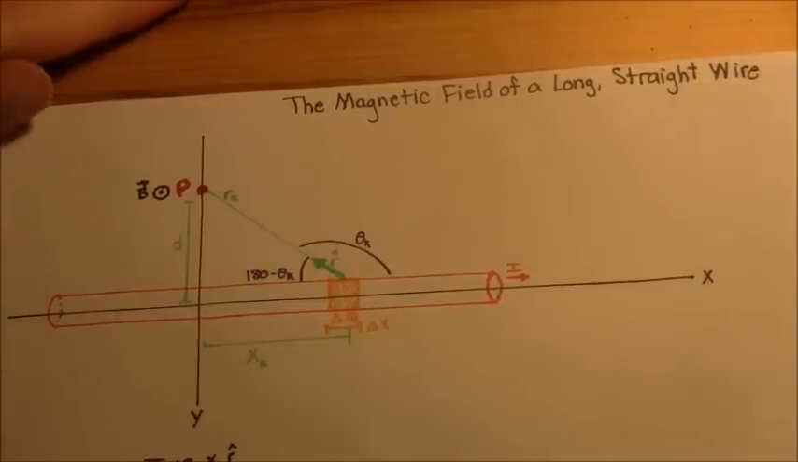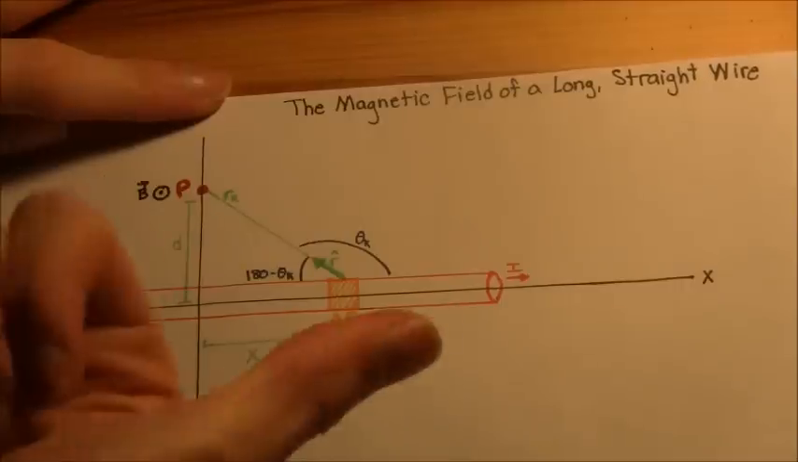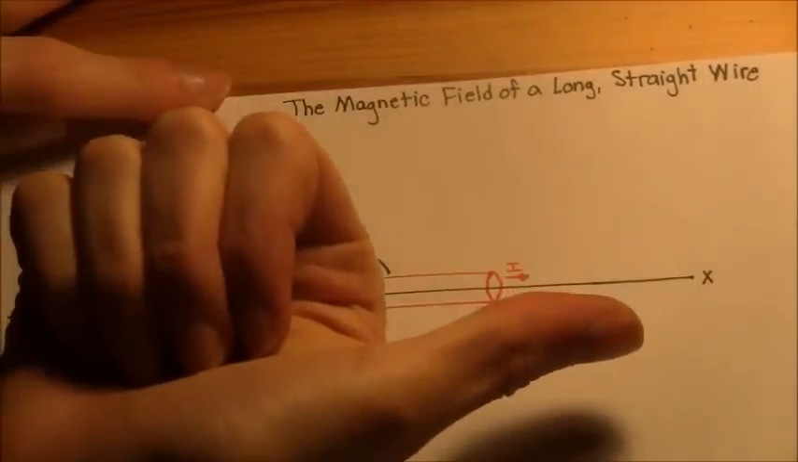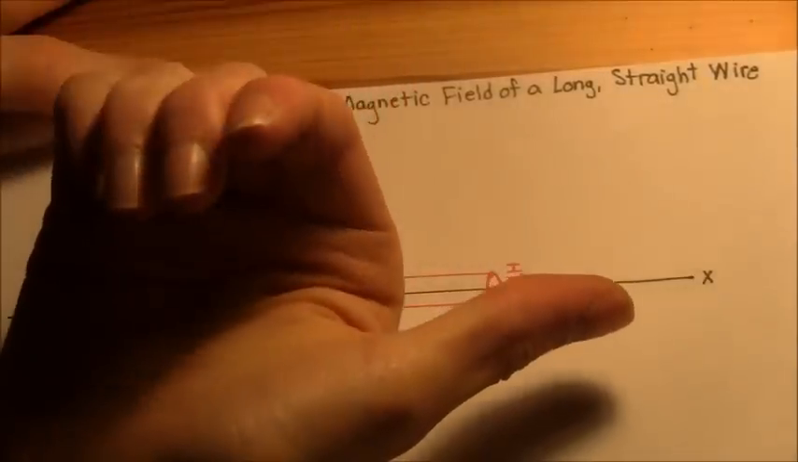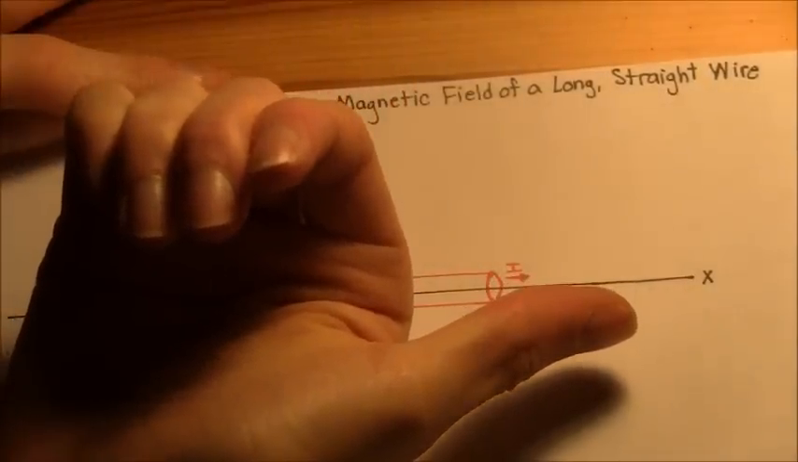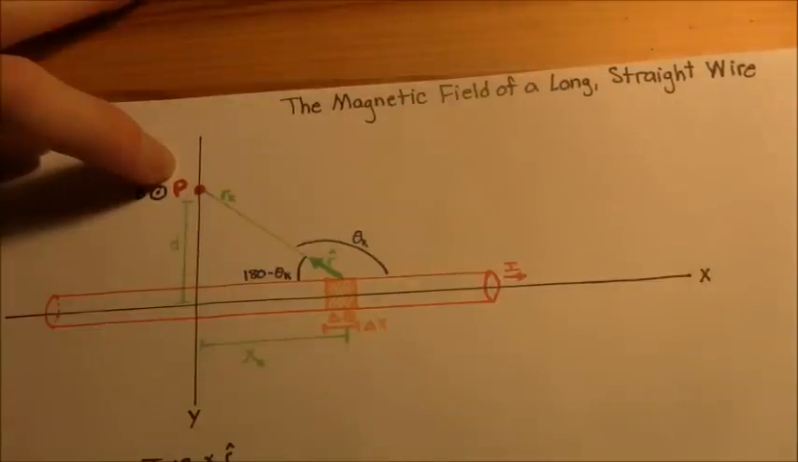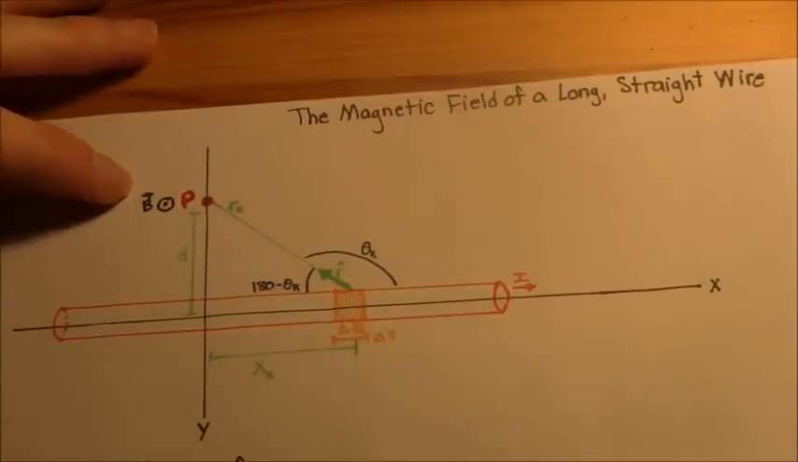So using the right hand rule, you can point your thumb in the direction of the current, and your fingers will wrap in the direction of the magnetic field. So at point P, the magnetic field will be coming out of the paper.